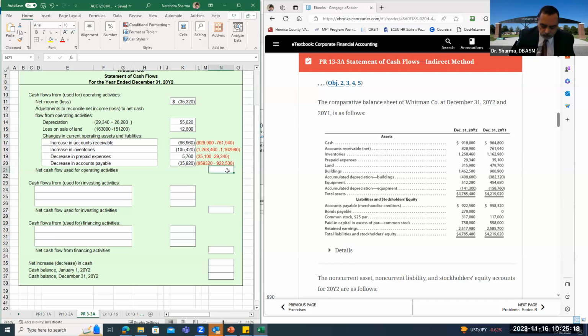Now, what I can do is do a sum of all these numbers and get the change. So that will be 169,540. All right, so let's check our numbers. First is net loss was 35,320 and depreciation was 55,620. Loss on sale was 12,600. Increase in accounts receivable was 66,960. That's a minus amount. 105,000.